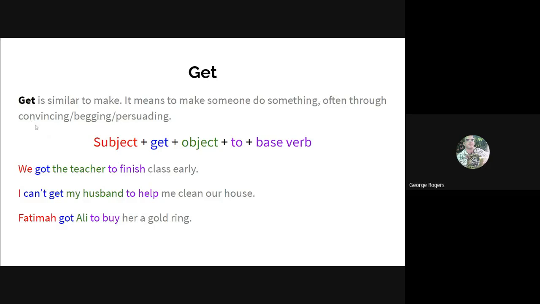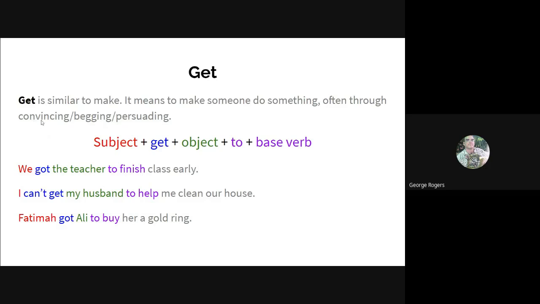But notice these words: convincing, begging, persuading. If you tell the son, if you clean up your room, we'll go get ice cream at McDonald's or Baskin Robbins, that's persuading. So if the son says, oh, I want ice cream, he cleans up his room and you go get it, well, you didn't force him. You persuaded him. So you would say, I got my son to clean up his room.